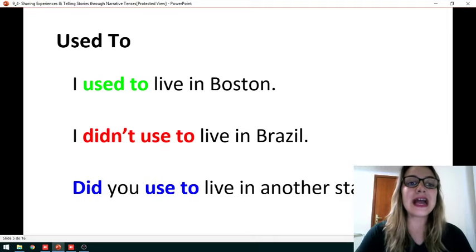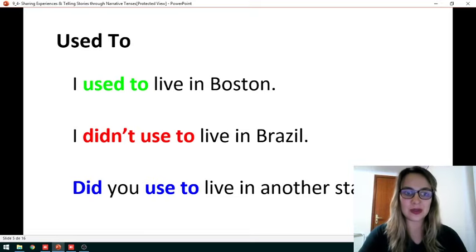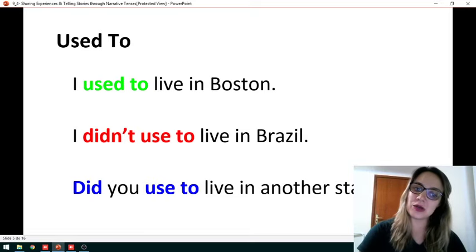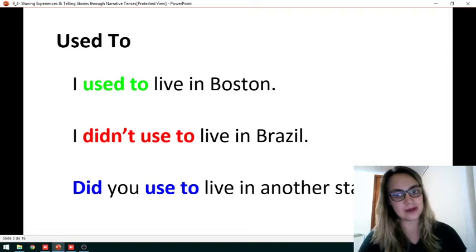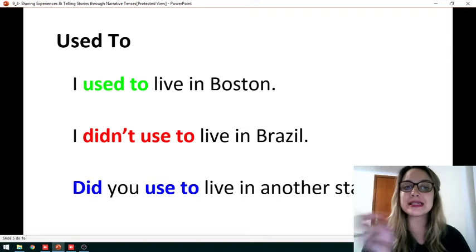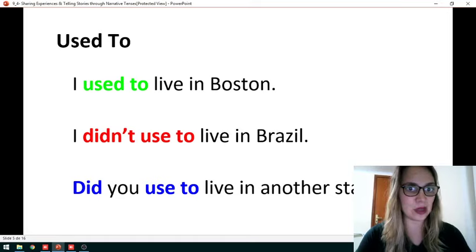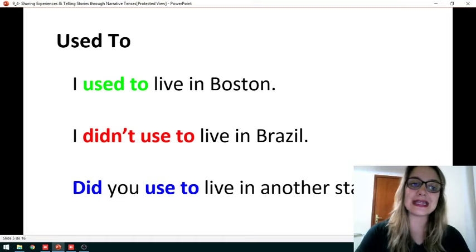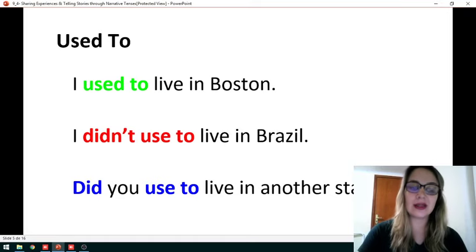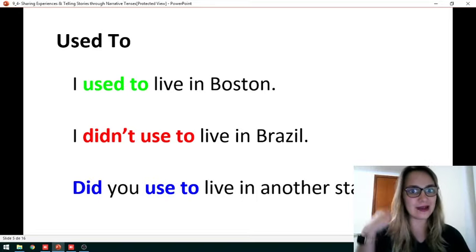Exactly. Now, you'll also see here that when we're making the question, we use did and then we use used to. Okay? So, once again, no D. All right? So, we only use used to with the D in the positive example. We don't use it in the negative or the interrogative. Okay? So always remember to keep mind of this.